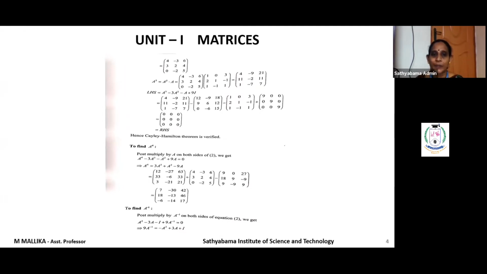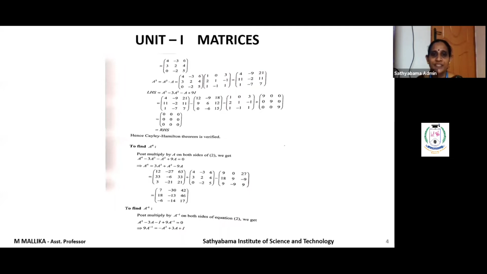Then you have to obtain the A cube matrix. What is the A cube matrix? A square matrix into A matrix. The same way, we multiply the A square matrix with the A matrix, and we will be obtaining the A cube matrix. Now, for the left hand side, the A square matrix is required, the A matrix is required, the A cube matrix is required. So all the three are now ready.